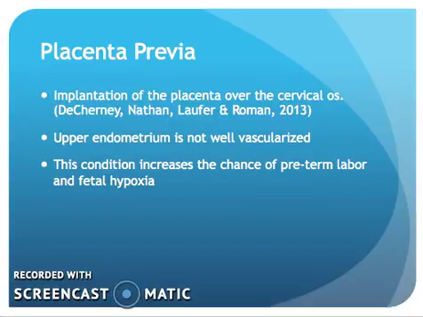Placenta Previa is the implantation of the placenta over the cervical os. This is also due to the upper endometrium being not well vascularized, and this condition increases the chance of preterm labor and fetal hypoxia.